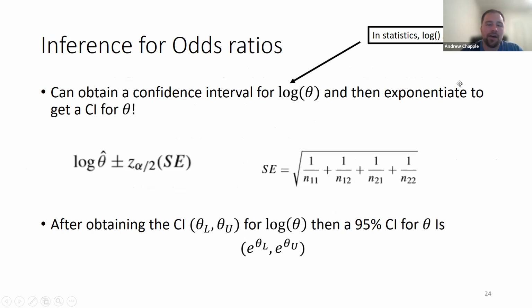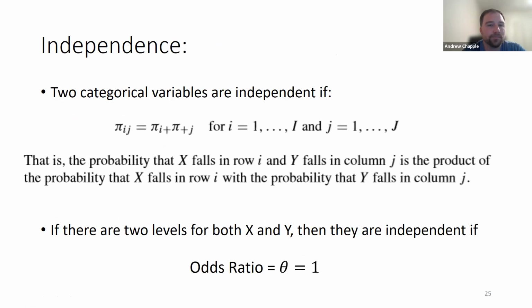I can get a confidence interval for my odds ratio through this formula here. It's the log of my odds ratio plus or minus Z alpha over 2, which will be 1.96 traditionally, and this comes from a Z table, times SE. And SE here is just the square root of 1 divided by each of the counts, all added up. This gives me a confidence interval for log of theta. Once I get this confidence interval, I can get a confidence interval for theta by just exponentiating it. Now in statistics, I just want to point out, log is always the natural log, ln. So from here on out, and in R, if you type in log, that's the default.